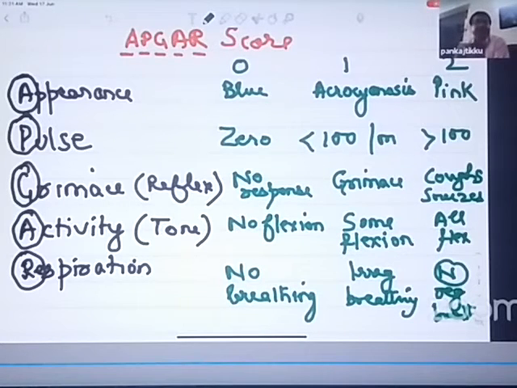And last, respiration. There is no breathing at all. Give him a score of 0. There is irregular breathing, give him a score of 1, and there is normal regular breathing, give him a score of 2.